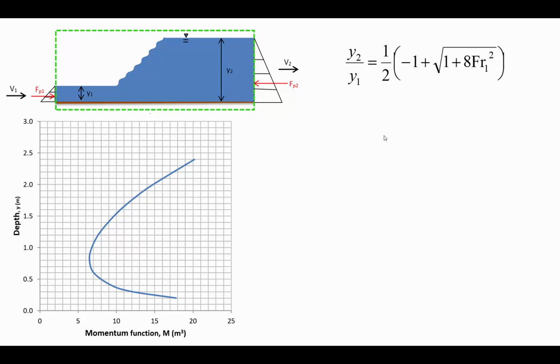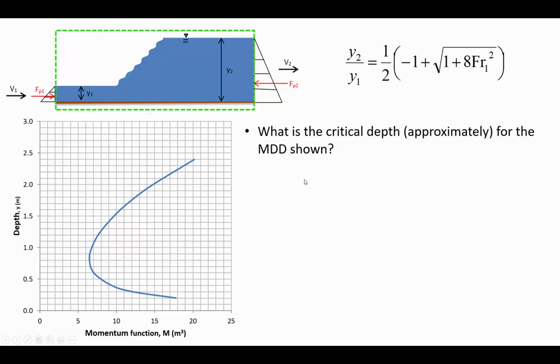Let's say, for instance, in this figure, what is the critical depth? So critical depth is the point that corresponds to the furthest to the left on this momentum diagram. And so if I find that point and then go over to the side, it looks like 0.8 is the critical depth. So 0.8 is the critical depth. That's just to reiterate that we can find the critical depth off of a momentum depth diagram.